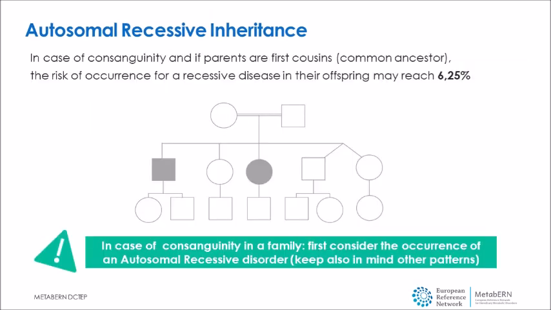Offspring of consanguineous unions may be at increased risk of genetic disorders because of the expression of autosomal recessive gene mutations inherited from a common ancestor. The closer the biological relationship between parents, the greater is the probability that their children inherit identical copies of one or more detrimental recessive genes. The risk is higher than in the general population and reaches 6.25%. Of course, in case of consanguinity, first consider autosomal recessive disorder, but always keep in mind that other patterns can also occur in the family tree.